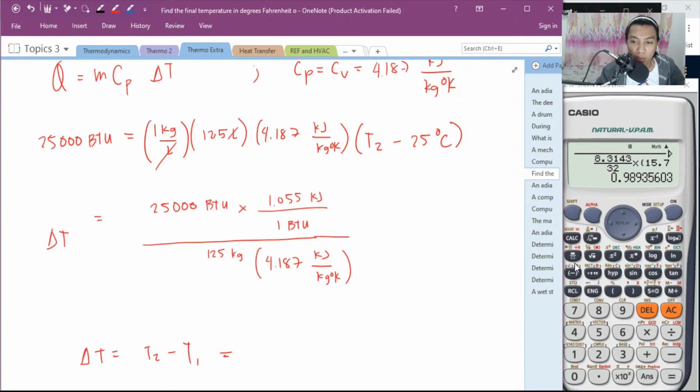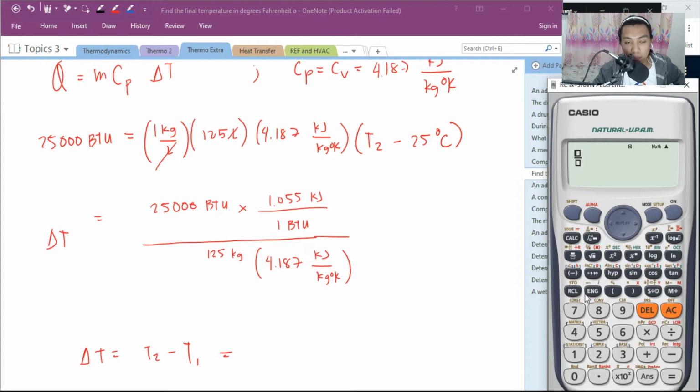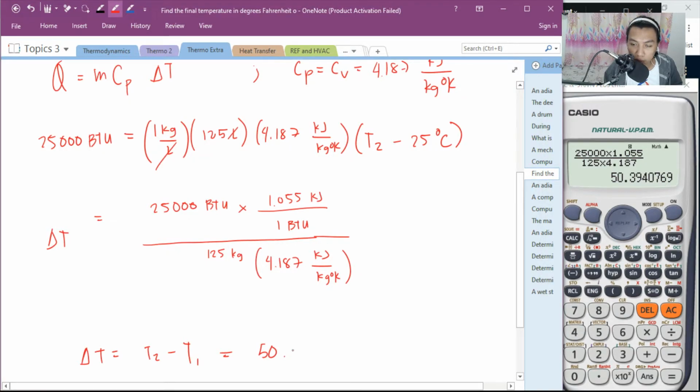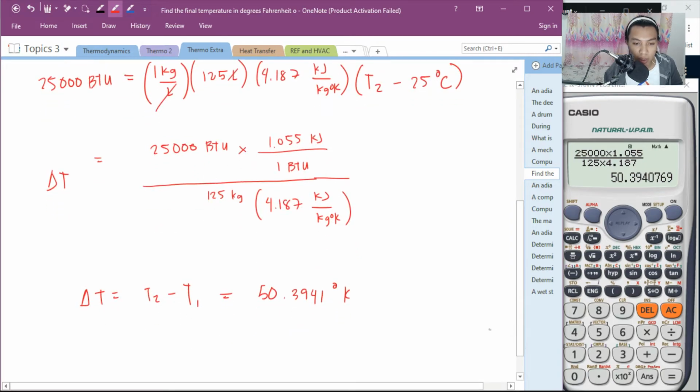Ayan na. Ito yung conversion ng BTU. 1.055 kilojoule per BTU. So, 25,000 times 1.055 over 125. Kailangan lang talaga practice. Times 4.187. Ayan. So, you have a change in temperature na 50.3941 degrees Kelvin. Yan yung change in temperature.